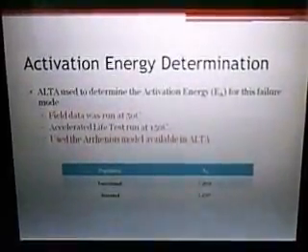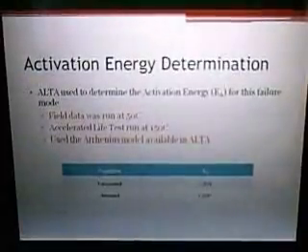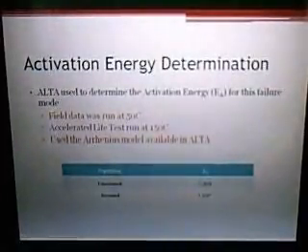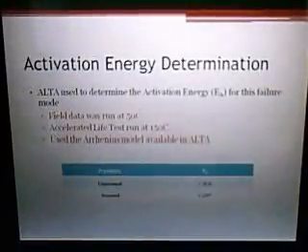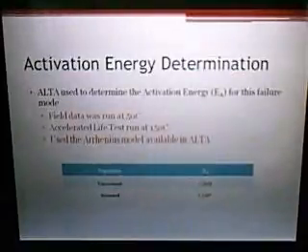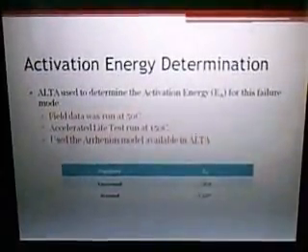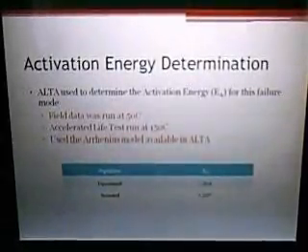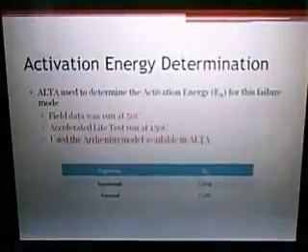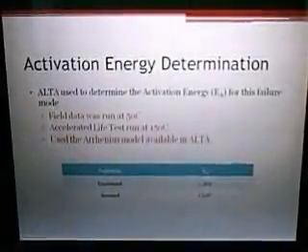Our next step in the analysis was to determine the activation energy of this particular failure mode. Again, we utilized ReliaSoft software, in this case Alta, to determine the activation energy for this failure mode. In this case, we have the field data, which was run at 50 degrees C. Then we have accelerated life test data that was run at 150 degrees C.